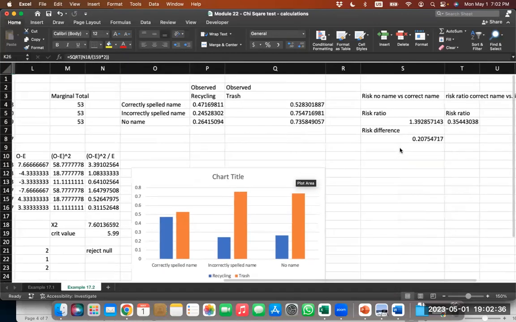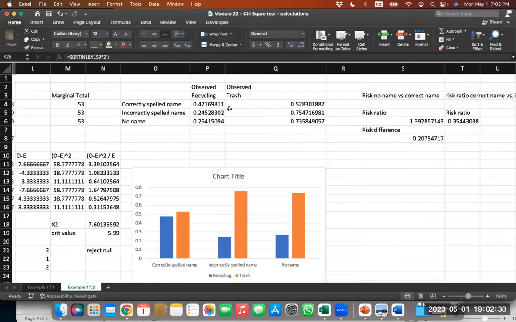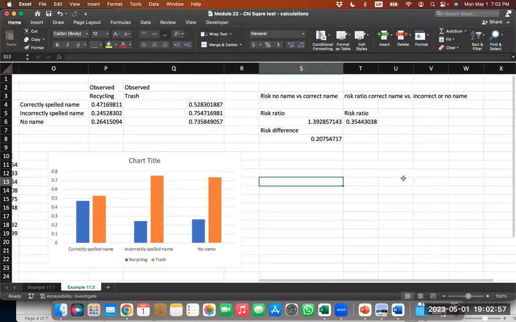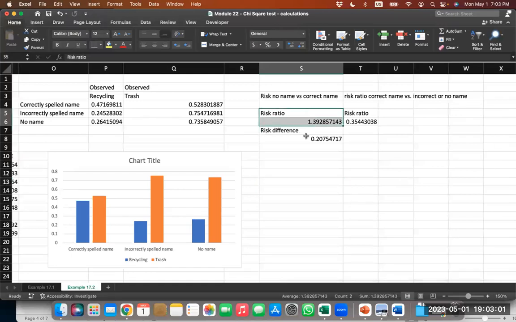You can next calculate your conditional probabilities, which are basically the probabilities of an outcome occurring in the respective group defined by the level of the independent variable. And based on that, you can then essentially create graphs, this one. And you can utilize these probabilities to calculate risk ratios or risk differences. So relative risk is something that may come your way on the quiz questions to calculate that.